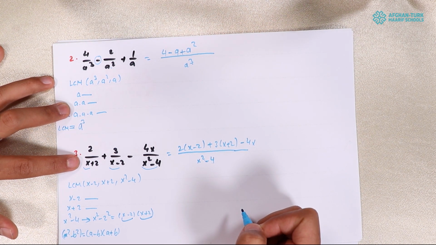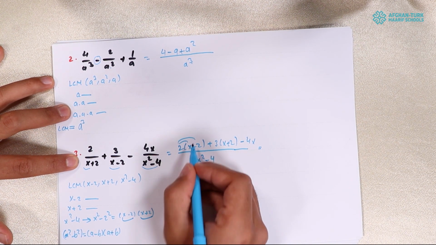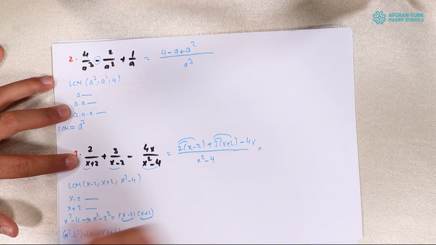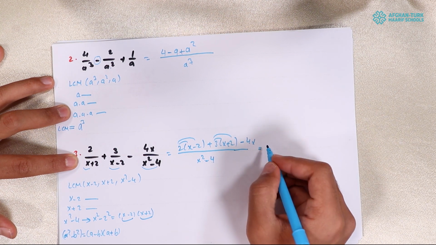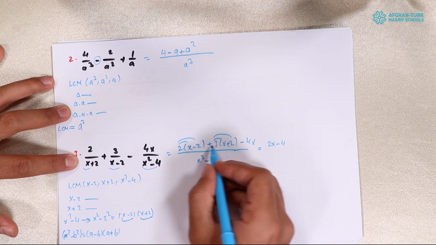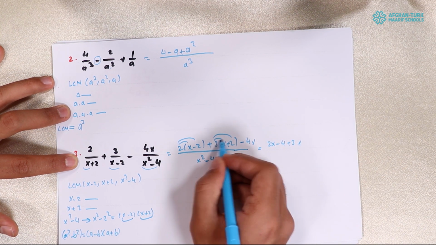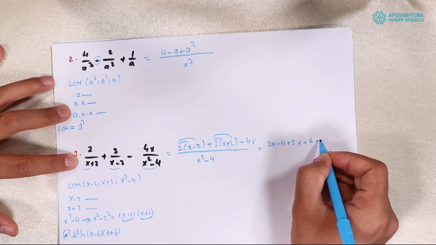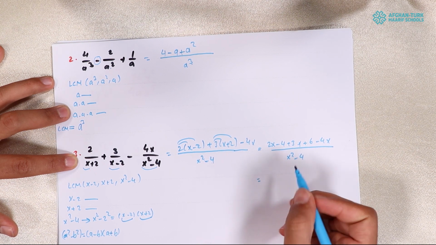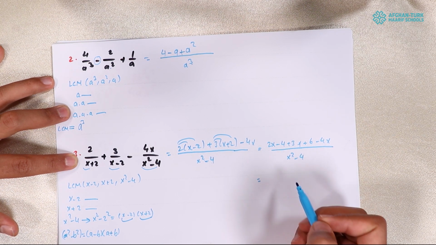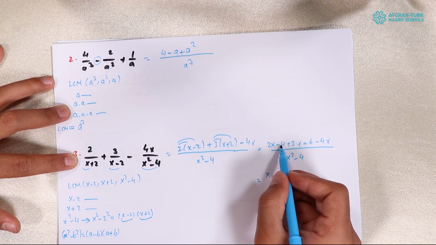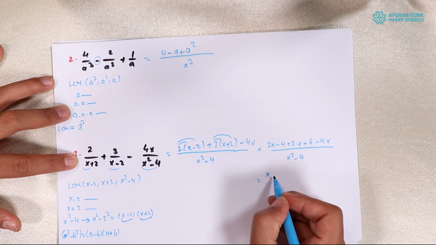Okay, then we have to what? Combine it. It means multiply each common factor with each term of the parentheses. 2 times x, 2x. 2 times 2, minus 4, plus 3x plus 6 minus 4x over x squared minus 4. So it equals, we have 2x plus 3x, 5x. 5x minus 4x is equal to 1x. Minus 4 plus 6 is equal to plus 2.